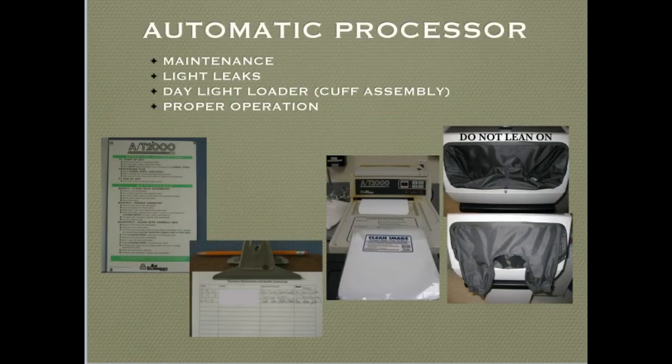If you're using a daylight loader with an automatic processor, you want to make sure that you maintain it properly. This just happens to be an AT2000, but there is weekly maintenance in cleaning the racks and the rollers and changing the solutions. It's good to keep a log of that information as well. Make sure that you don't lean on the daylight loader, because the loader attaches onto the main processor, and if you're leaning on it, you can actually cause a light leak. Also make sure that the cuff assembly isn't torn, that it's in good shape.